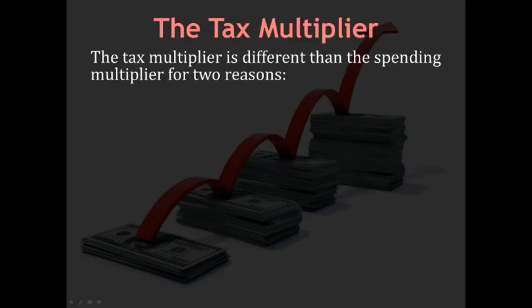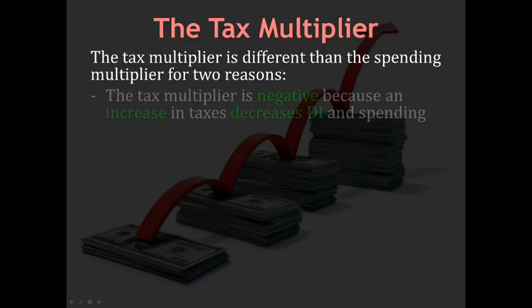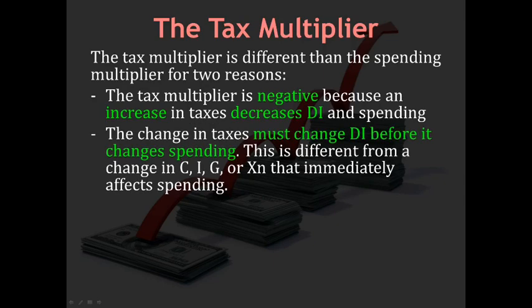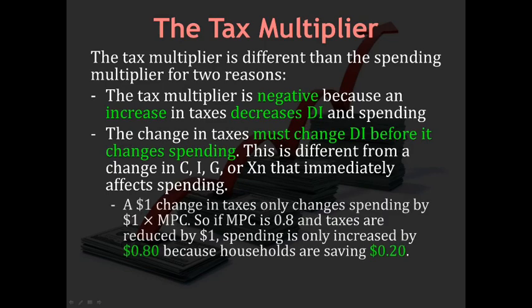So the tax multiplier is different than the spending multiplier for two reasons. First of all, the tax multiplier is negative because an increase in taxes decreases disposable income and spending. So the change in taxes also must change disposable income before it changes spending. So this is different, where a change in C, I, G, or Xn immediately affects spending. But with taxes, it doesn't happen that way.